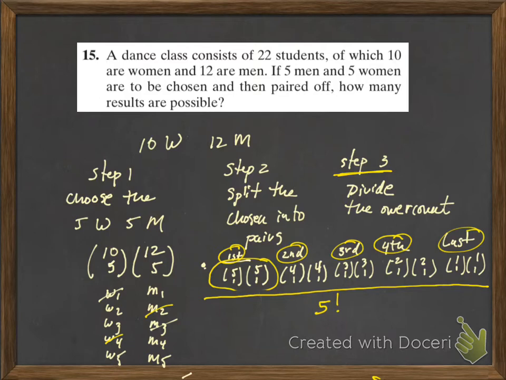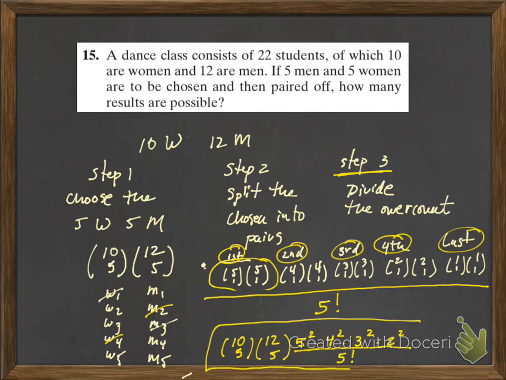So to write our final solution, so it's clear, 10 choose 5, 12 choose 5. That's choosing the ones that will get paired. Then 5 squared times 4 squared times 3 squared times 2 squared. We're not going to write times 1 squared, although you could for completeness's sake. And then our last step is to divide out the ordering of all of those pairs. So that is your answer to number 15.